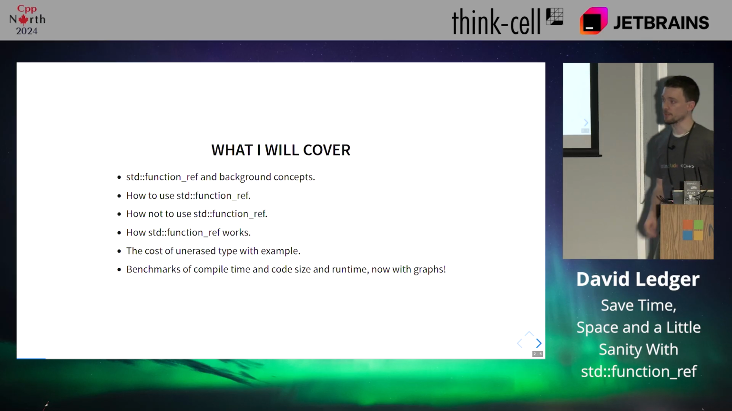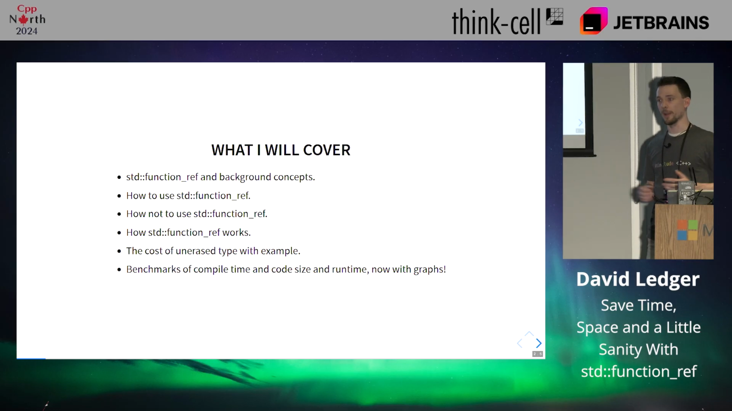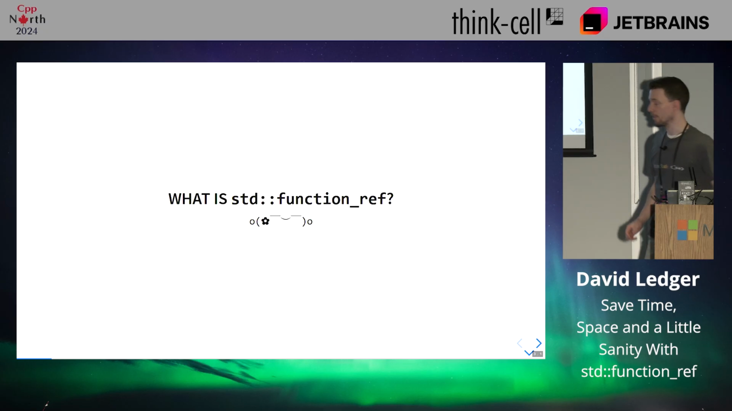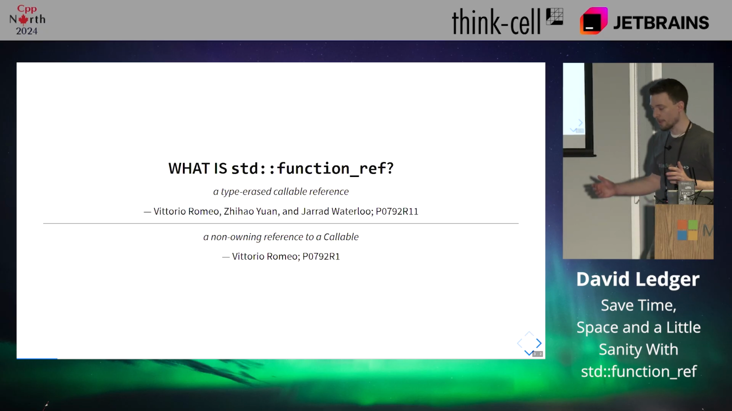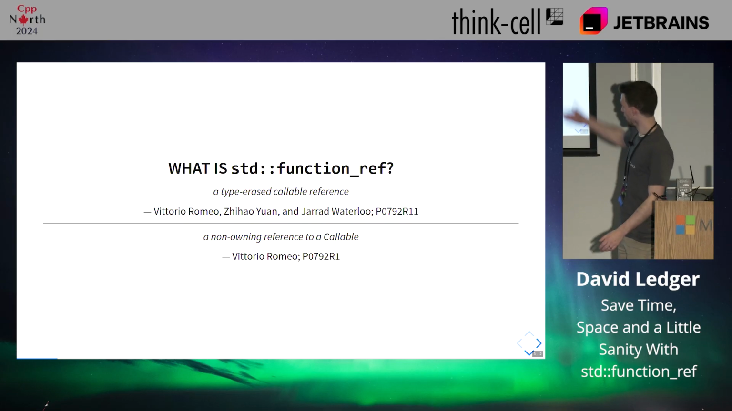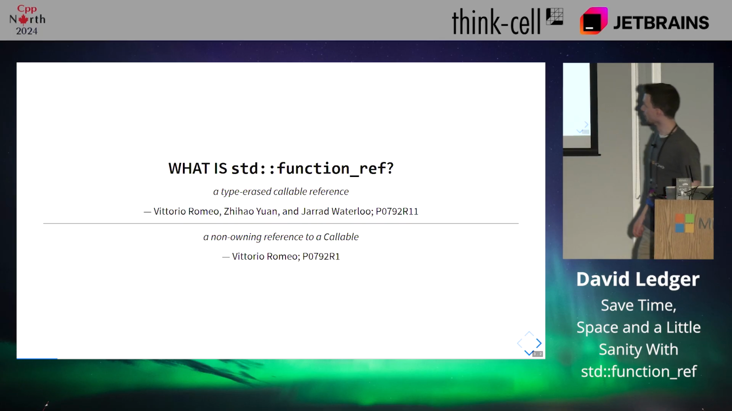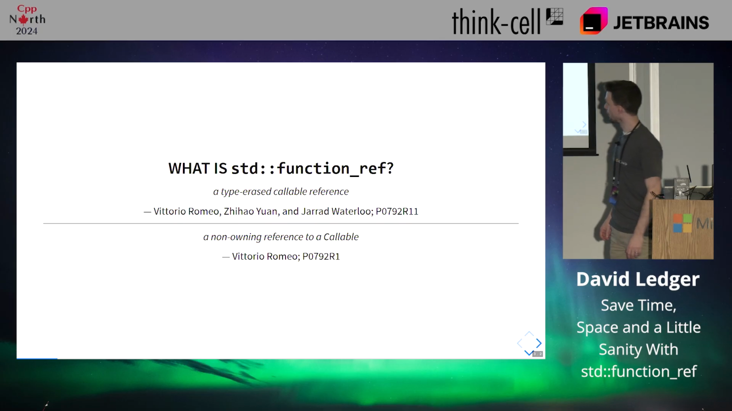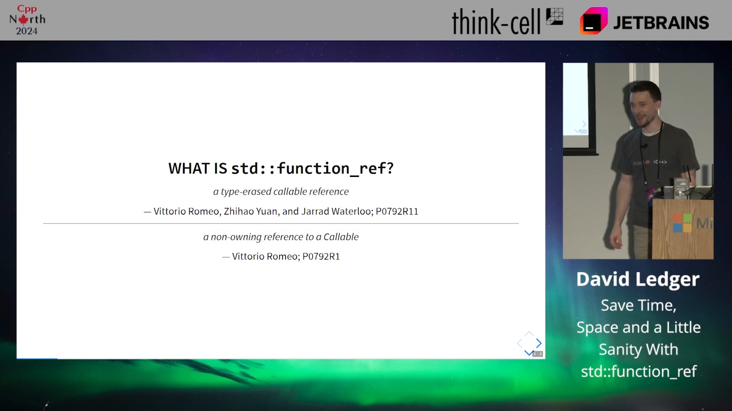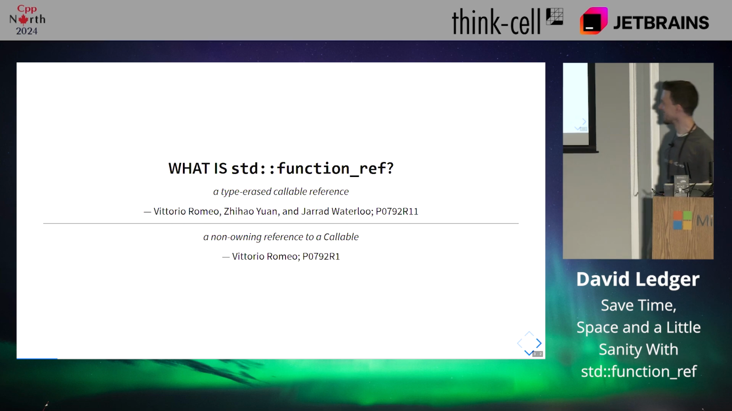And I'm going to provide some benchmarks for compile time, for runtime, and show you how you can save on some code space. So first off, what is it? Well, the proposals call it this. The first called it a non-owning reference to a callable. The latest called it a type-erased callable reference. I like just merging those two, a type-erased non-owning reference to a callable. I'm going to be basically referring to it like that for the rest of the talk.